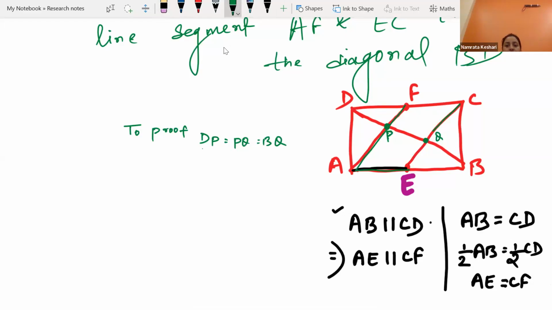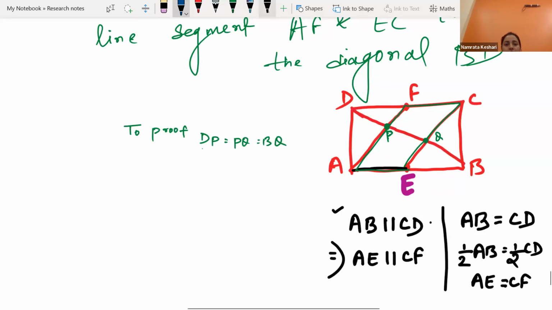Then in triangle DQC, we have F as the midpoint of DC and FP is parallel to CQ. And DP is equal to PQ by the converse of the midpoint theorem. Similarly, in triangle BAP, E is the midpoint of AB and EQ is parallel to AP. I marked it as equation 4, and BQ is equal to PQ by the converse of the midpoint theorem. From 3 and 4, I got DP is equal to PQ and PQ is equal to BQ.